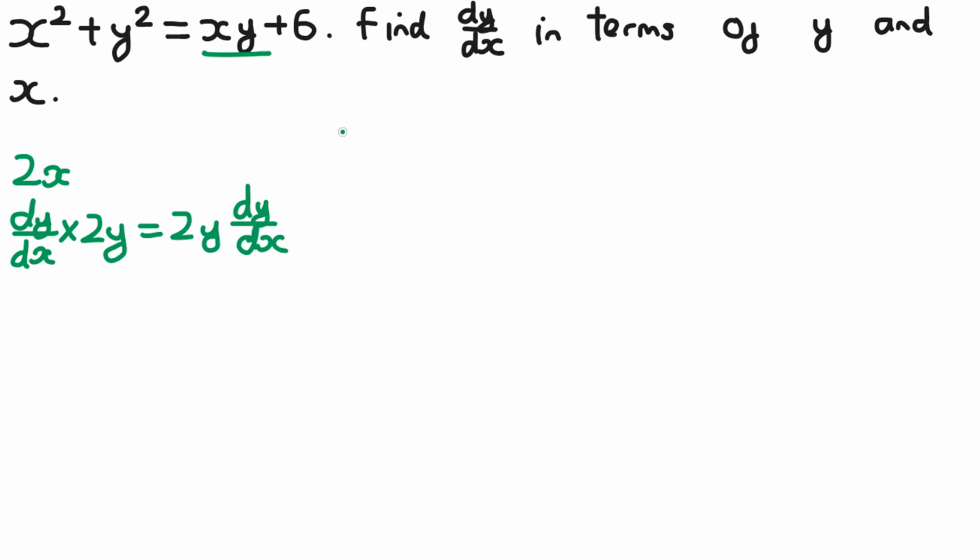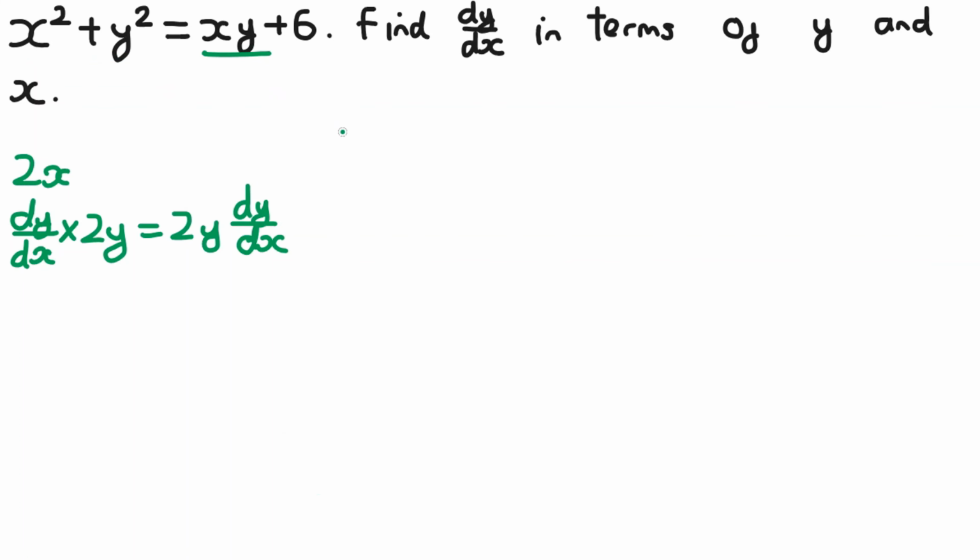So therefore, if we differentiate this whole thing, if we differentiate this side, it's going to be the 2x plus 2y dy over dx. And if we differentiate this side, if we differentiate the xy, it's the x dy over dx plus y, and then the 6 just goes away. So we've differentiated the whole thing here by differentiating both sides.